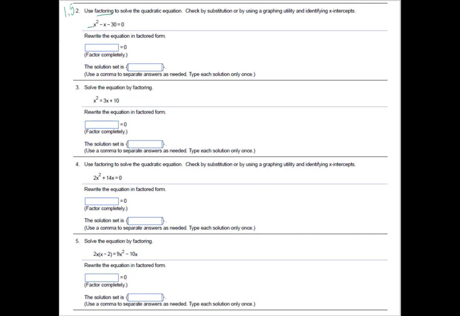So if there is no number in the front, then the first thing I do is put out 2 sets of parentheses. I know that x squared factors into x and x. Then I take the last number, negative 30, and I look for pairs of factors that multiply together to give me 30. Now I'm not going to make a complete list. I'm just going to put a few of them down so you can see what I'm doing.